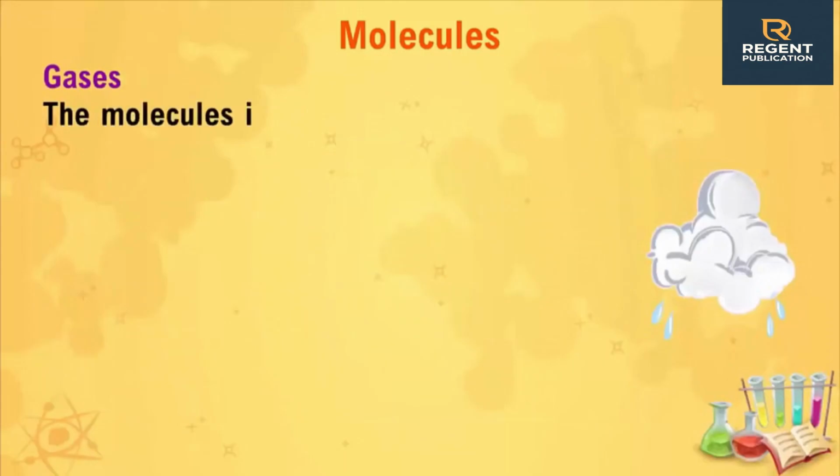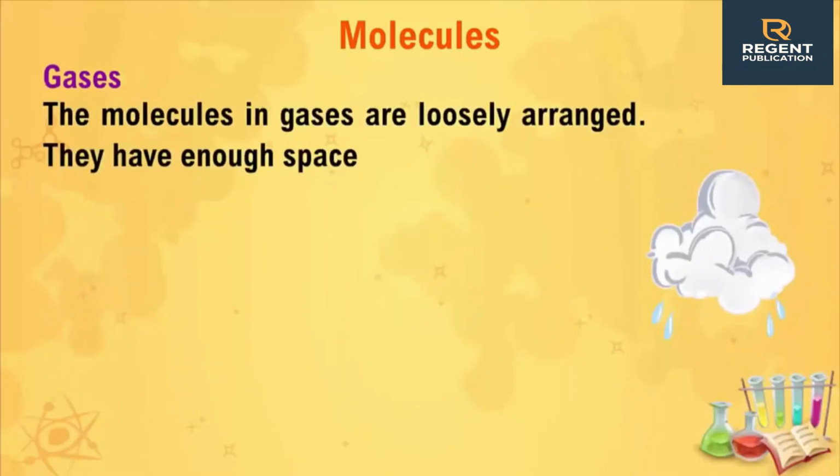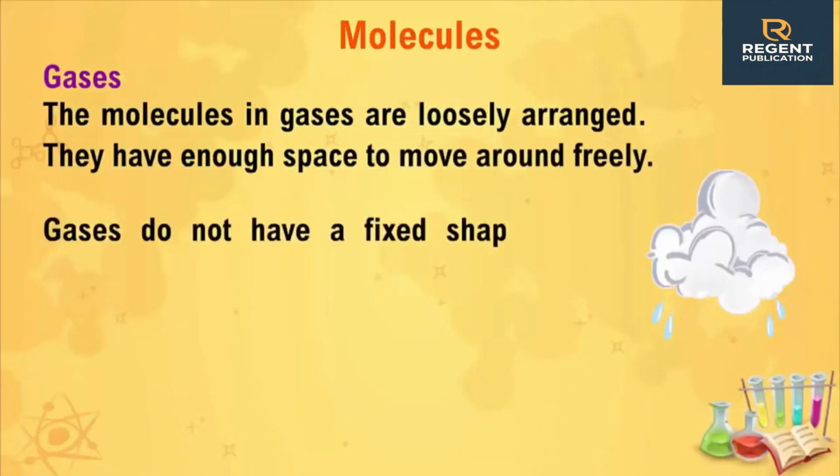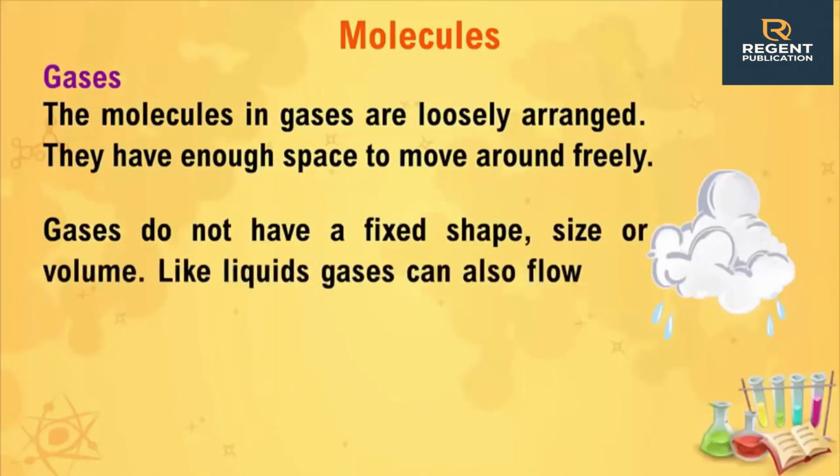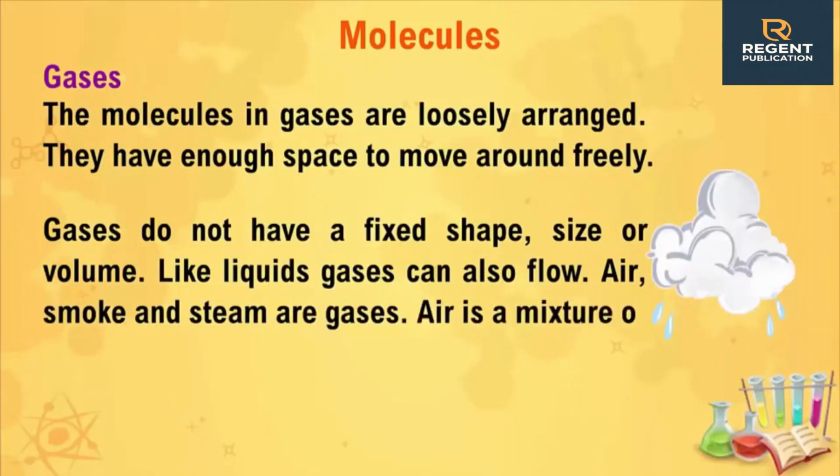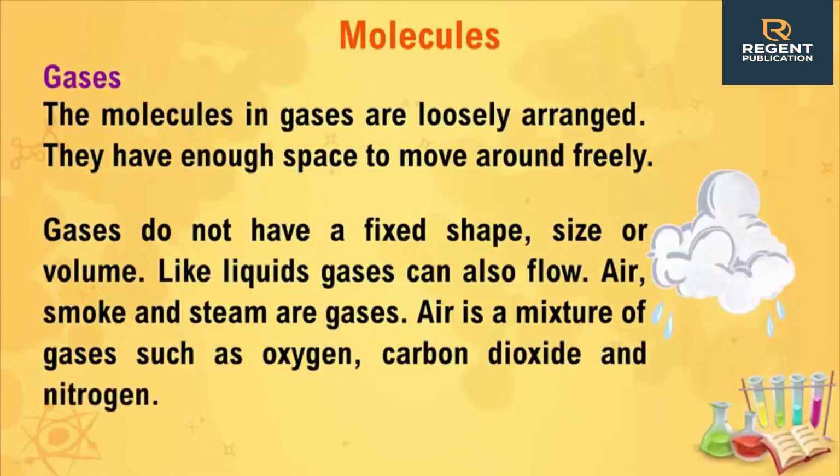Gases. The molecules in gases are loosely arranged. They have enough space to move around freely. Gases do not have a fixed shape, size, or volume like liquids. Gases can also flow. Air, smoke, and steam are gases. Air is a mixture of gases such as oxygen, carbon dioxide, and nitrogen.